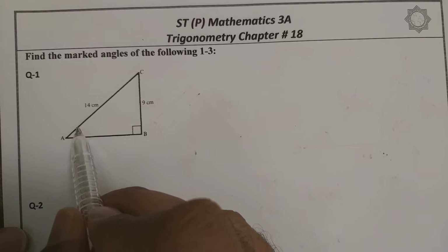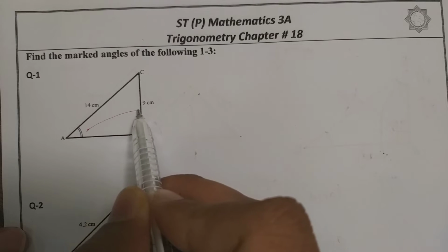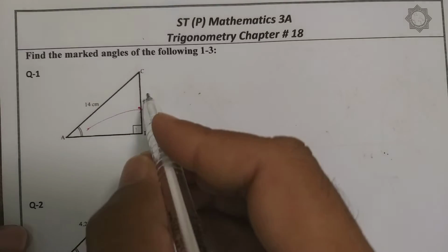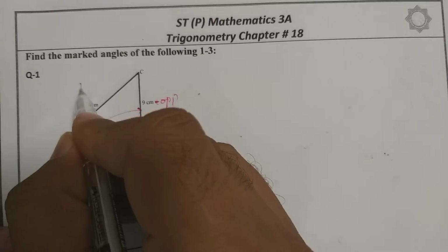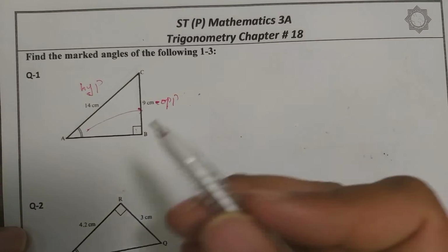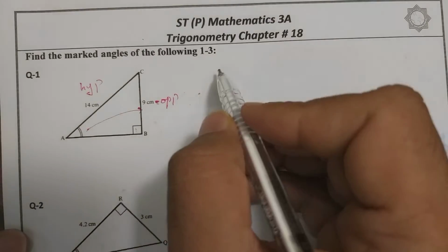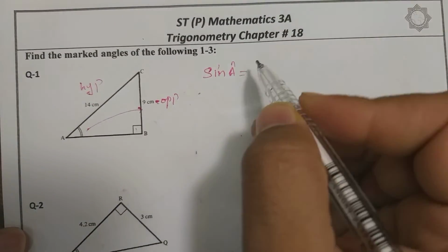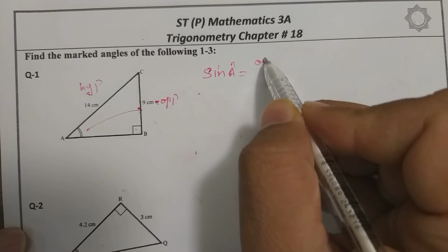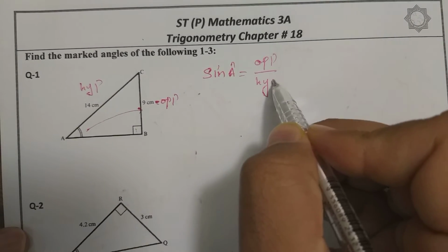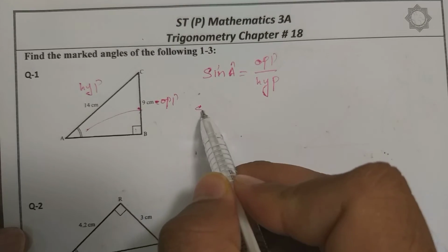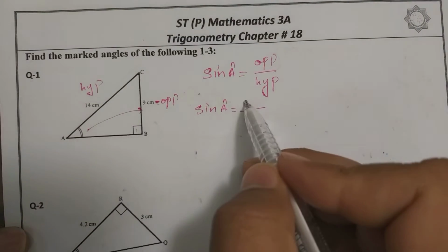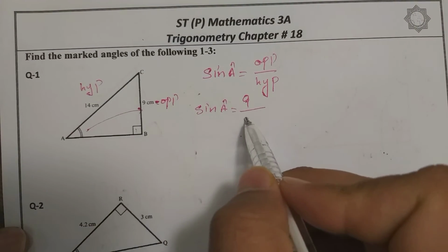If you look here, this is the marked angle. In front of the marked angle, this is the side called the opposite, and the longer side in front of the right angle is called the hypotenuse. So this is opposite, and this is hypotenuse. Opposite and hypotenuse, you know which formula we need, it means the sine. So apply the sine. I need to find the angle, which is A, equals opposite over hypotenuse. Whatever information I am given, I just substitute in the formula. So opposite is 9, and hypotenuse is 14.